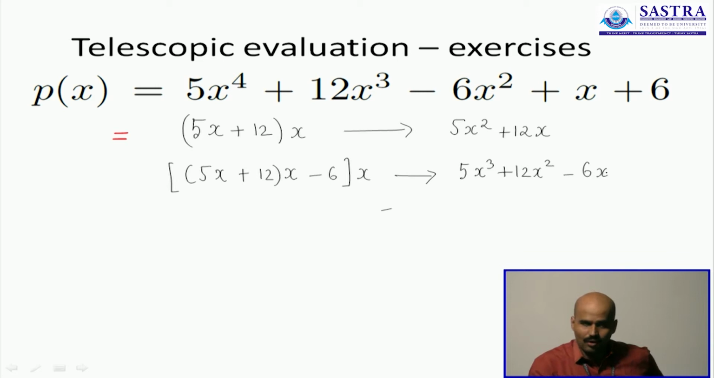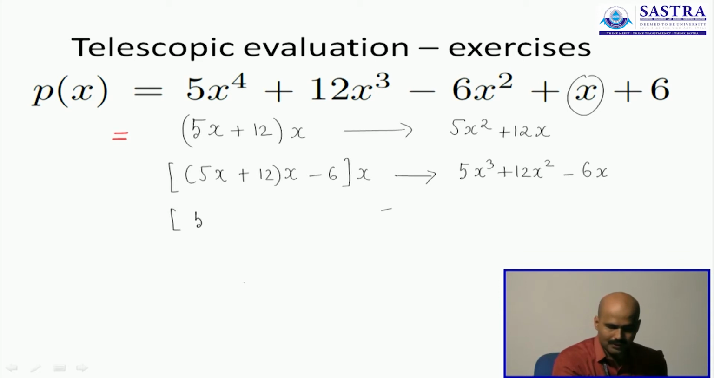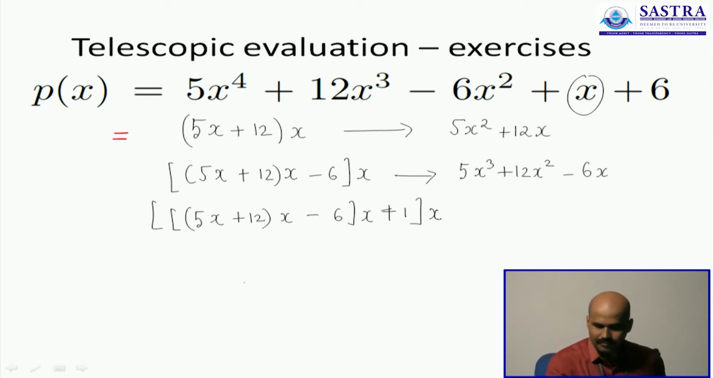So, we have all the terms in the required order, but still we do not have the powers as given in the expression. So, to do that last part, we will consider the last term that we had. The last term that we had, which was a power of x, is x, just x. So, we will write that down as 5x plus 12 minus 6 times x plus 1, and you have an x outside.